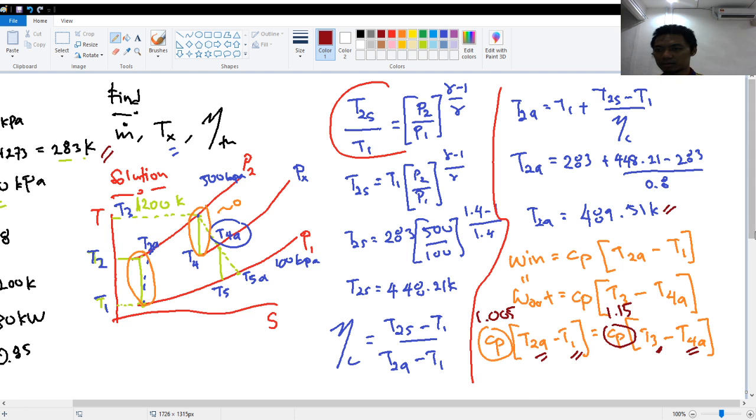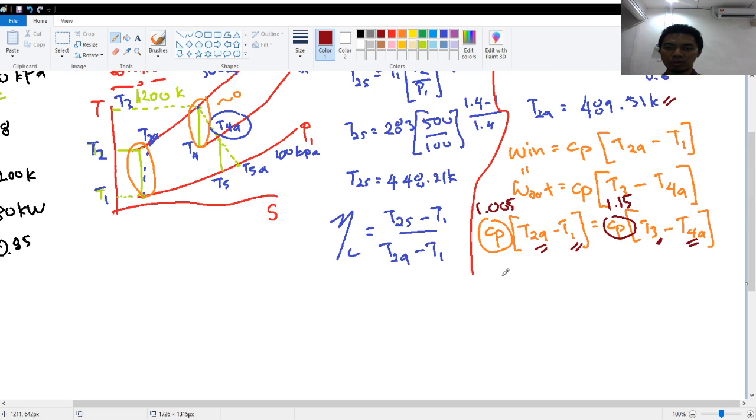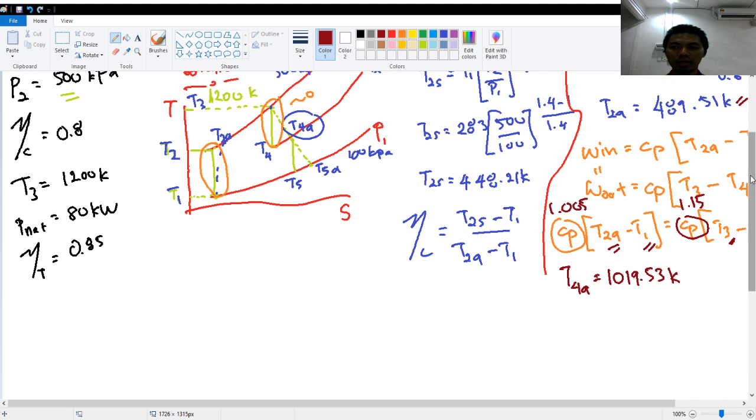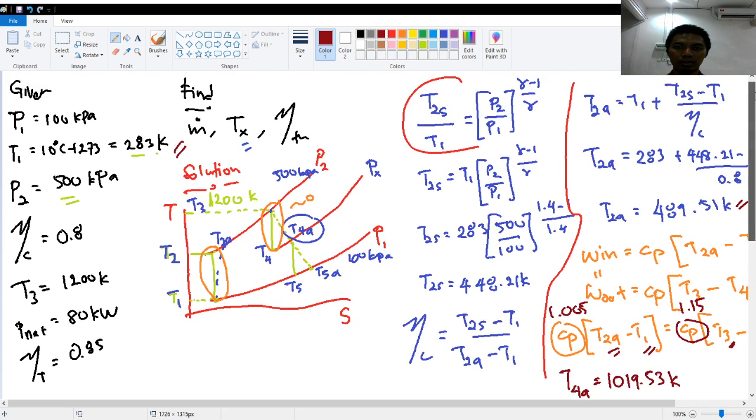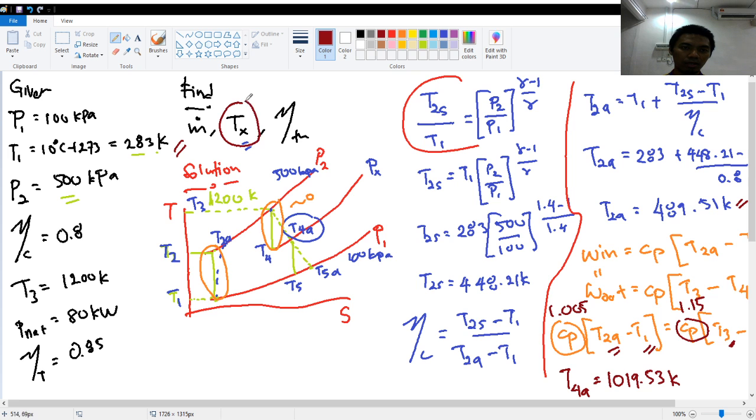In my answer scheme here, your T4A is supposedly to be 1019.53 Kelvin. Okay, there you go. So you already have a T4A here. This is your T4A. Basically, you already answered this. Okay.